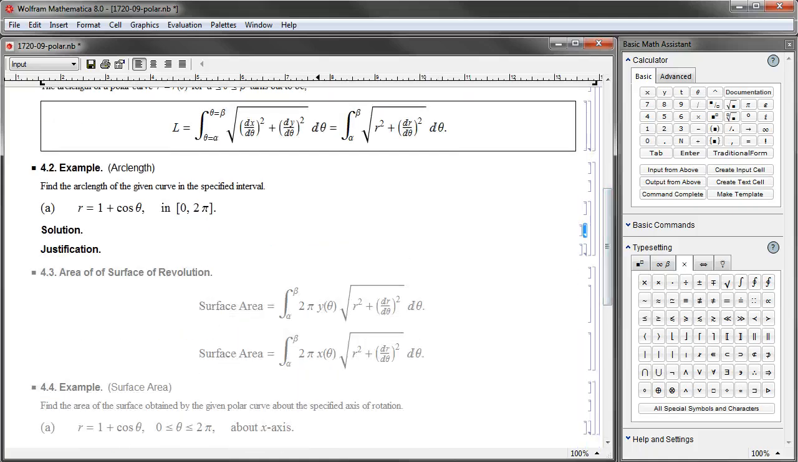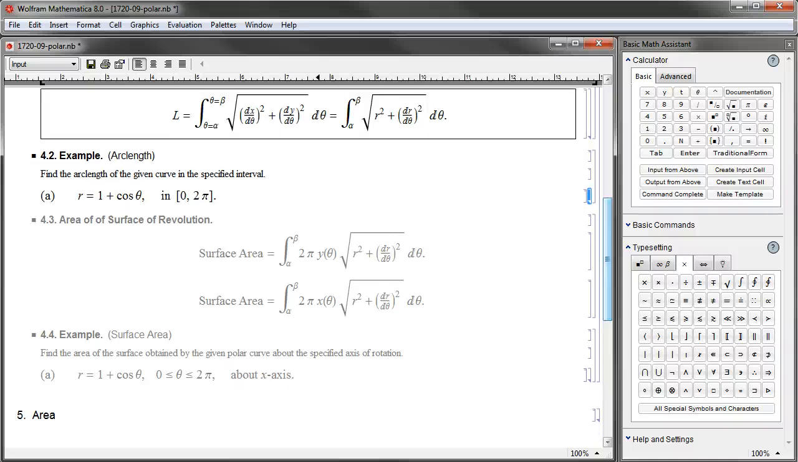In the next segment of the video, we're going to talk about the area problem. And I don't know whether I'll have time to talk about the surface area problem. We'll talk about area first, and then if I have some time to burn, then I'm going to talk about surface area.